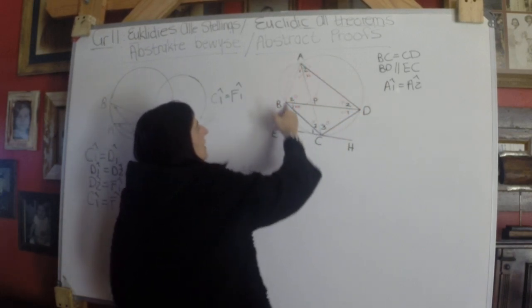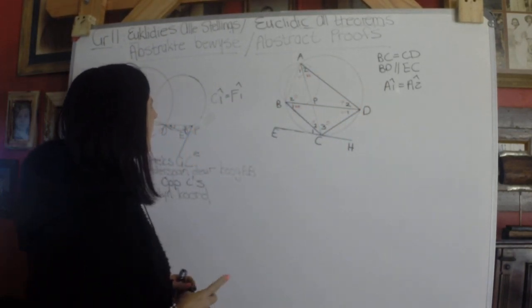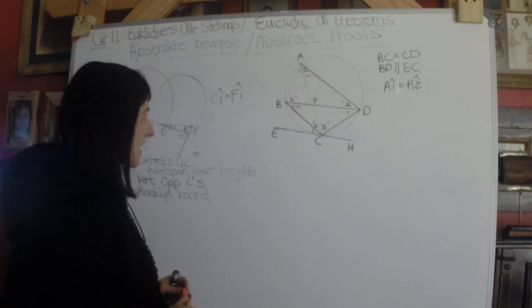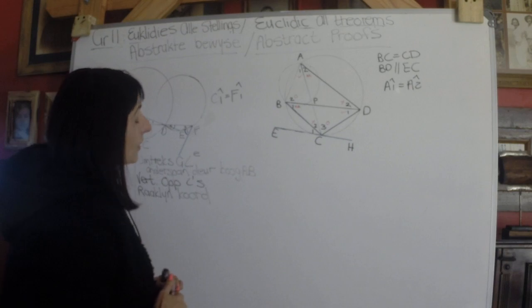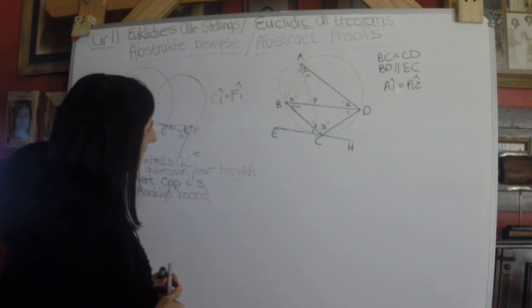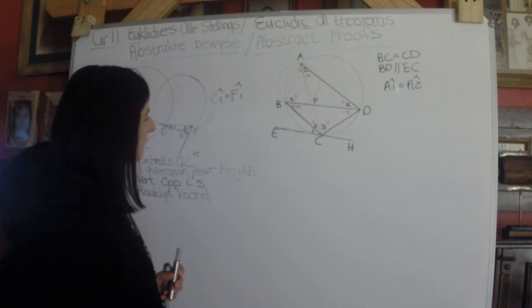All because it's circumference angles subtended by the same arc, or no, by the same chord. Okay, then there's no exterior angle because of the fact that no one of the sides is being lengthened.